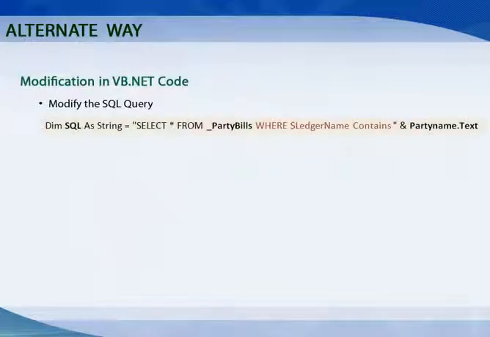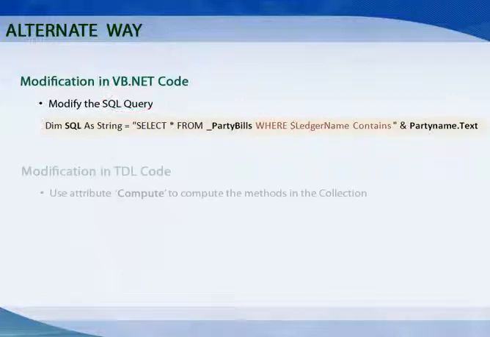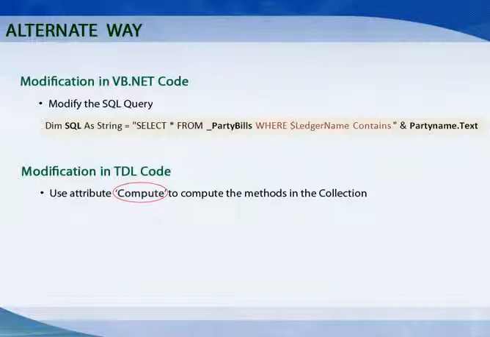An alternate way to fetch data from Tally is to retrieve all the data into the VB.NET application and filter the same using the where clause. One just needs to change the SQL query. Also, in the collection, the methods need to be computed using the attribute Compute. Let us view the TDL for the same on the Tally Developer 9 screen.